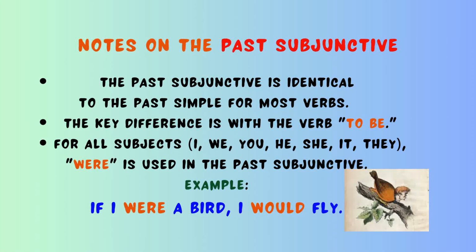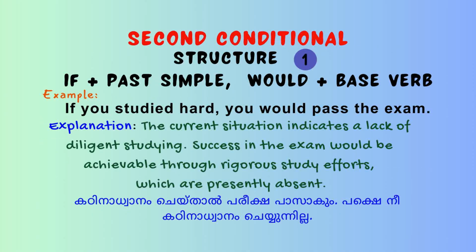Notes on the past subjunctive. The past subjunctive is identical to the past simple for most verbs. The key difference is with the verb to be. For all subjects, I, we, you, he, she, it and they, were is used in the past subjunctive. For example, if I were a bird, I would fly.